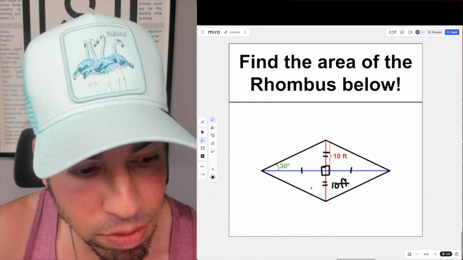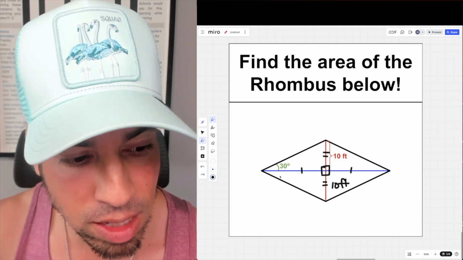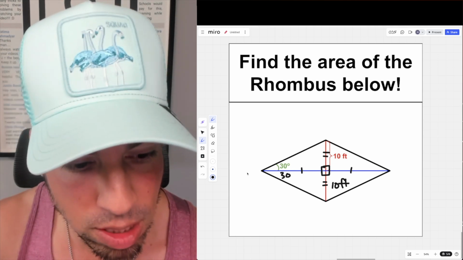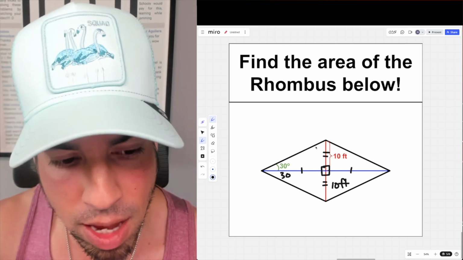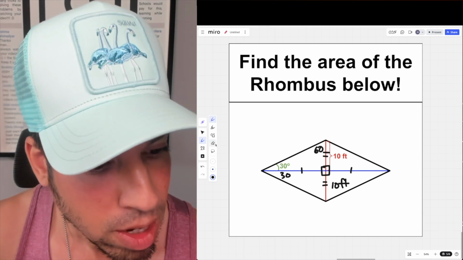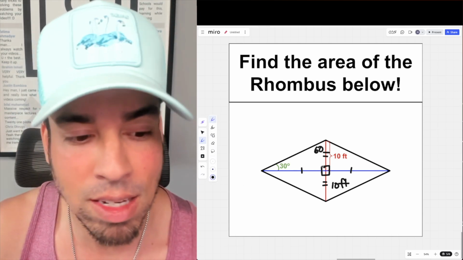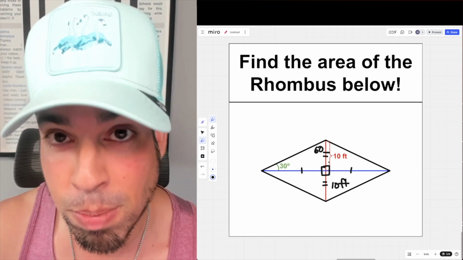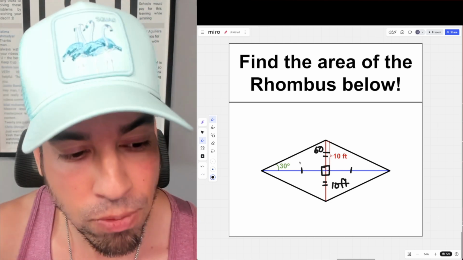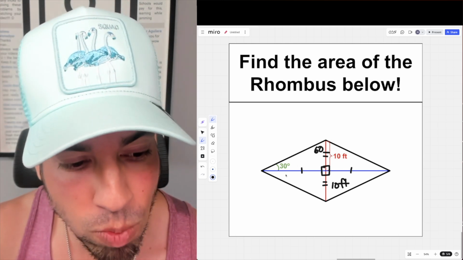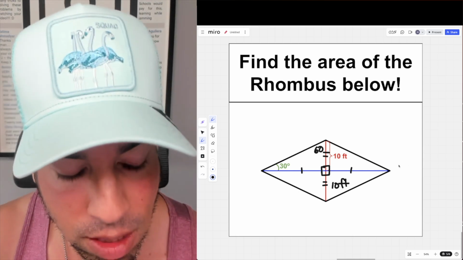The last piece of information that's great as well is that these angles are bisected. So this is 30 down here. And since that's a right angle, this is going to be 60 up here. And what's important about that is this is a 30, 60, 90 right triangle, a special right triangle. So from the angle information, we can figure out the other length of the diagonal.